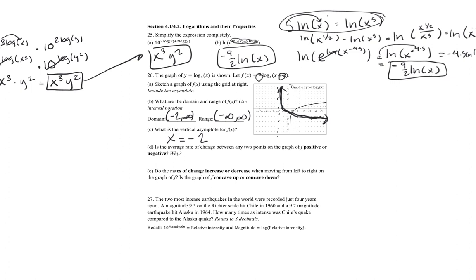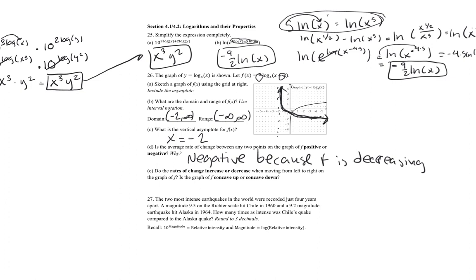Because f is decreasing, the average rate of change must be negative. So I'll just say negative because f is decreasing.